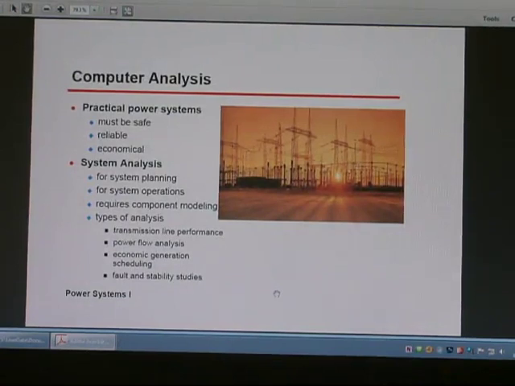So therefore we have to utilize computer analysis. A practical power system must be safe, reliable, and economical. System analysis is required for system planning and system operation, and it requires component modeling.